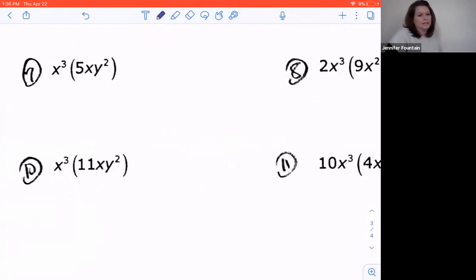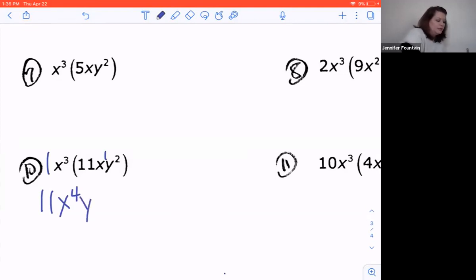Okay, start with number 10. So notice that I don't have a number to multiply by 11. So I'm just going to have 11 because basically this is like having one x cubed. So 1 times 11 is 11. X cubed times x. Remember, when I multiply like variables, I add the exponents. So I would have 3 plus 1. So I'm going to have x to the 4th. So 11x to the 4th. And again, y squared has nothing to multiply by. So it's just 11x to the 4th y squared.